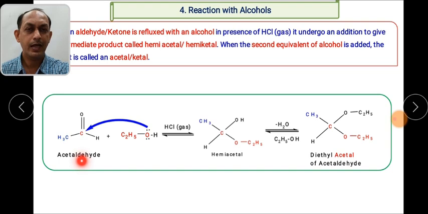Remember, acetaldehyde on addition of 1 molecule of ethanol gives hemiacetal. And from addition of a second molecule they give acetal. So what is the first step? Hemiacetal. Hemiacetal on second molecule addition gives acetal.